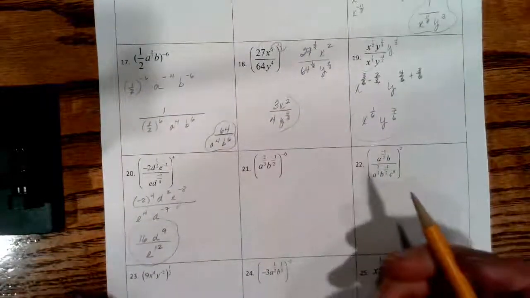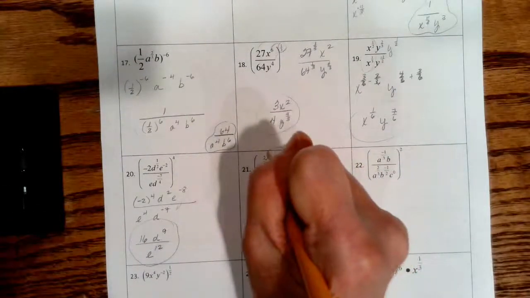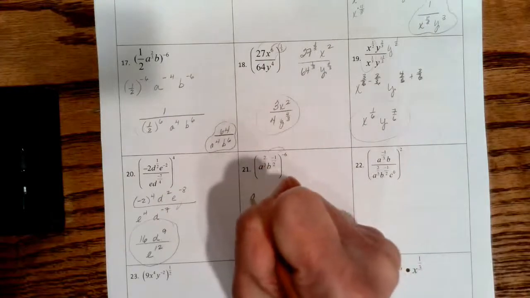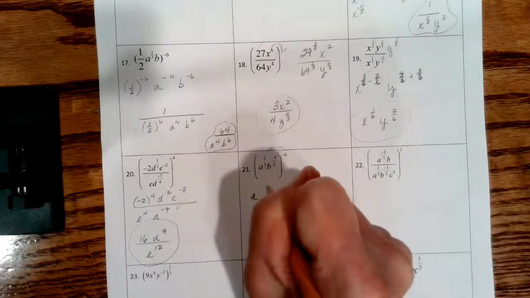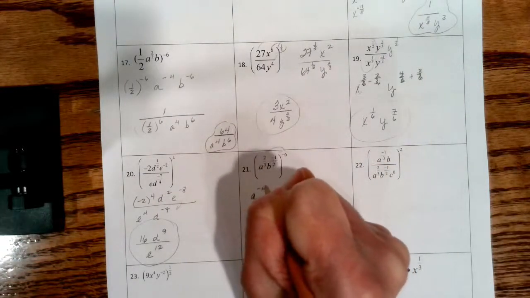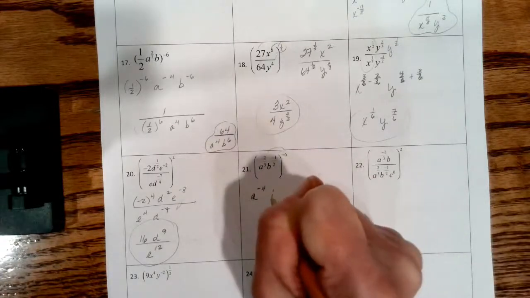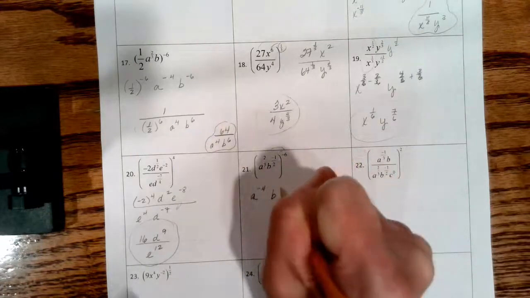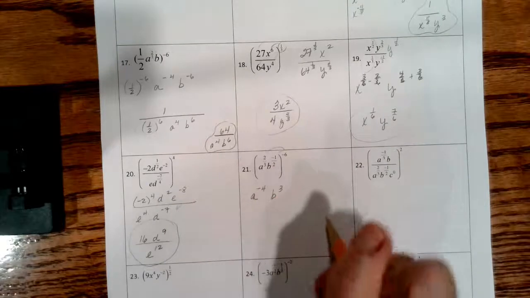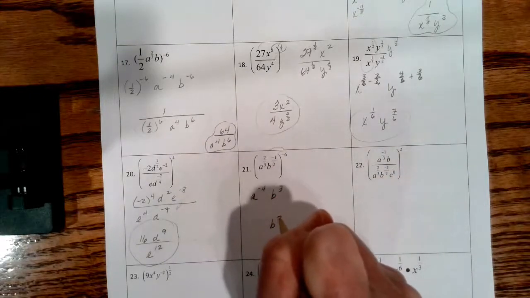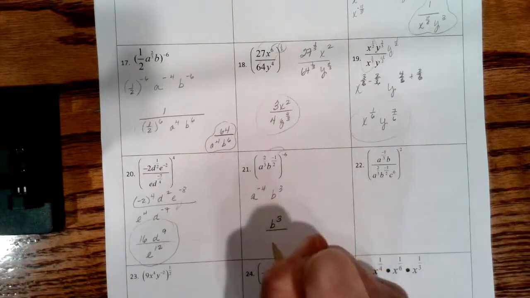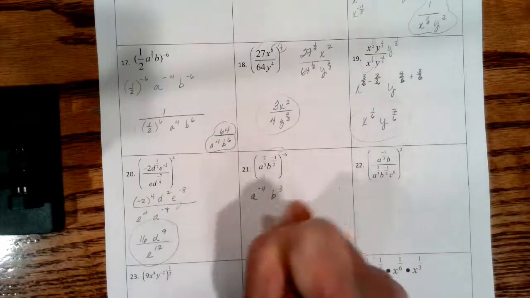Alright, to the negative 6th power. We'll take the time to share this out and see what happens. That becomes a to the negative 4th, and this becomes b to the positive 3rd. So my b cubed is in the numerator, and my 4 a's drop.